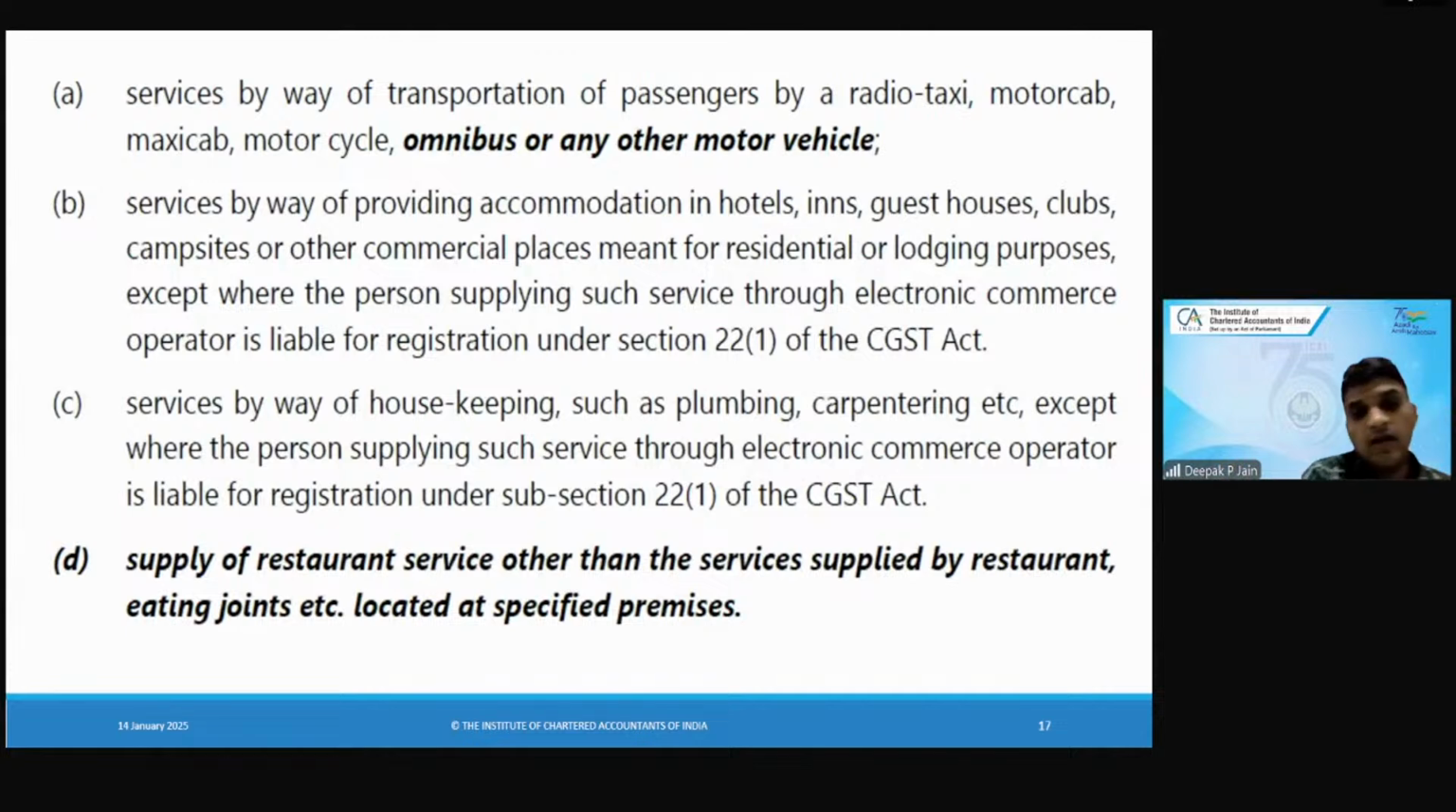Packers and movers, not exactly, because that is not housekeeping services. Housekeeping generally refers to cleaning services and things like that. And packers and movers will not fall under it.